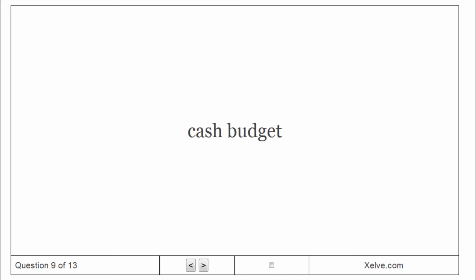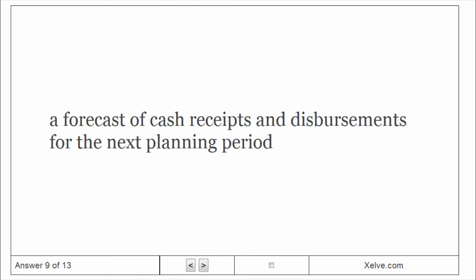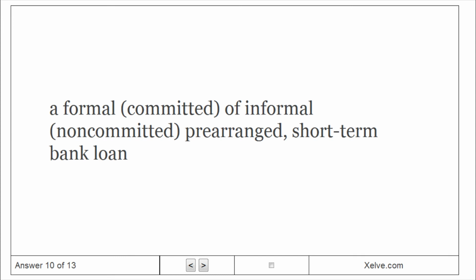Cash budget. A forecast of cash receipts and disbursements for the next planning period. Line of credit. A formal or informal prearranged short-term bank loan.